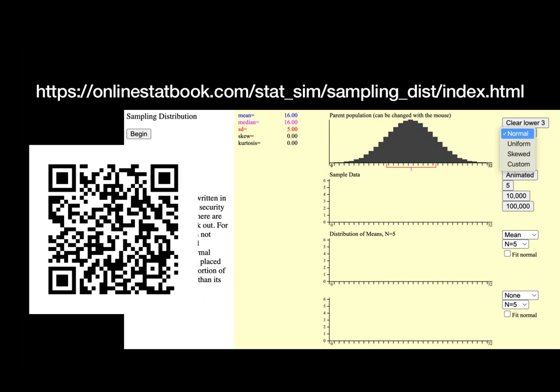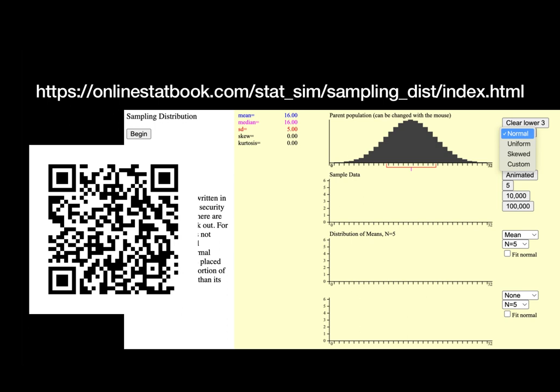Then I go down to n equals 5, which also appears to be about a normal curve. My center's at 15.98 for the 10,062 samples of size 5, and my standard deviation now is 2.26. The standard deviation is getting smaller as sample size increases.